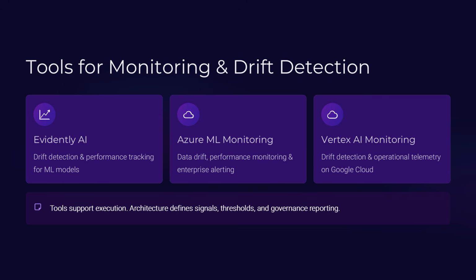Vertex AI Monitoring provides similar capabilities for models deployed within Google Cloud environments, supporting drift detection, anomaly monitoring, and operational telemetry integration. These tools are enablers, not replacements for architecture. Your role as an architect is to define what signals matter, what thresholds trigger investigation, what alerts are routed to operations teams, how evidence is stored for audit, and how governance reporting is generated. Tools support execution; architecture defines intent and assurance.